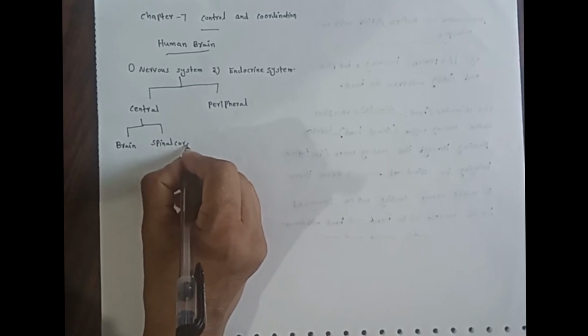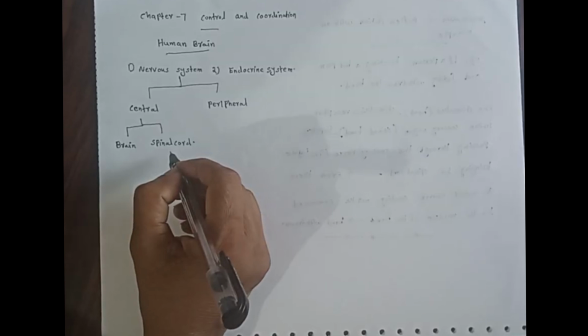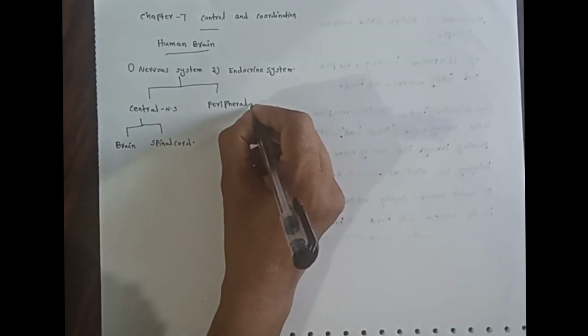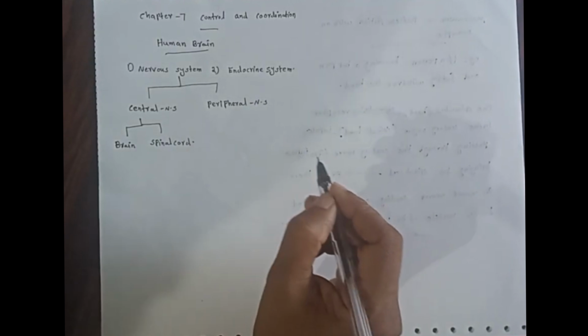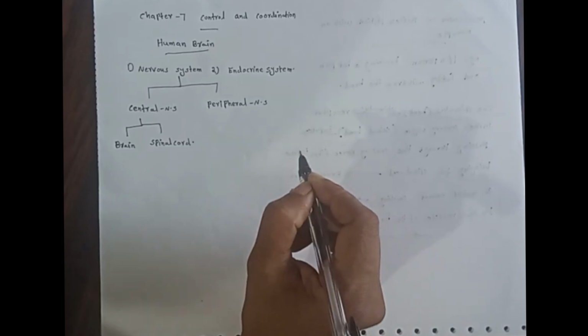The central nervous system consists of brain and spinal cord. The peripheral nervous system consists of sensory nerves and motor nerves.